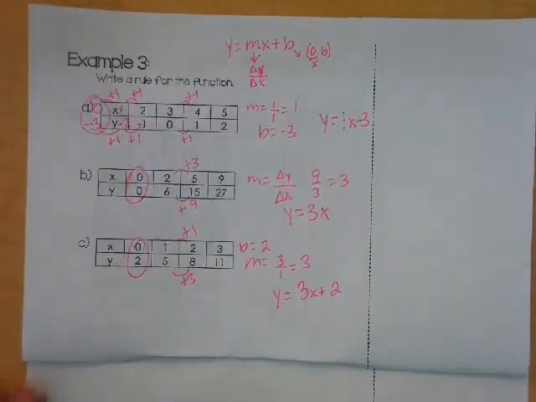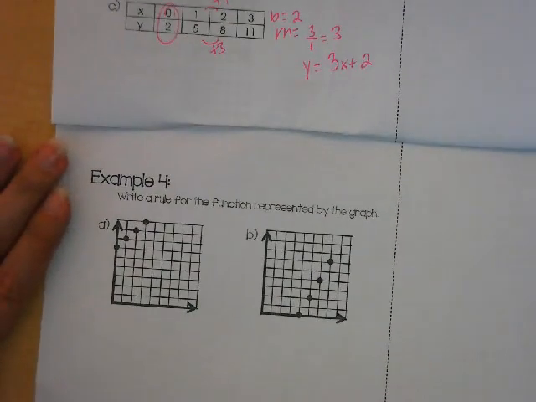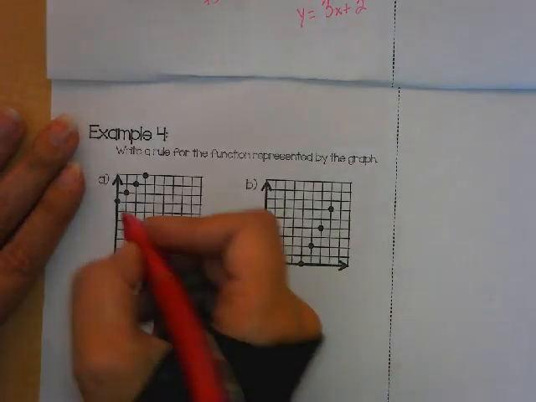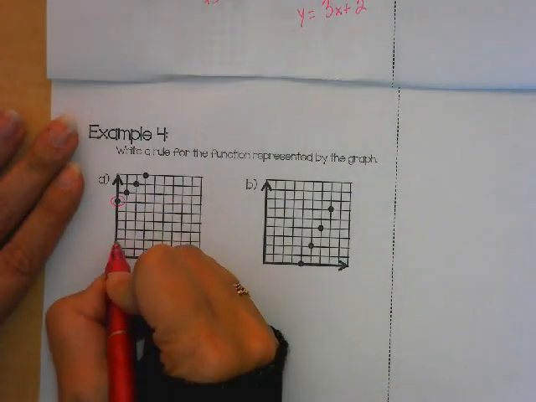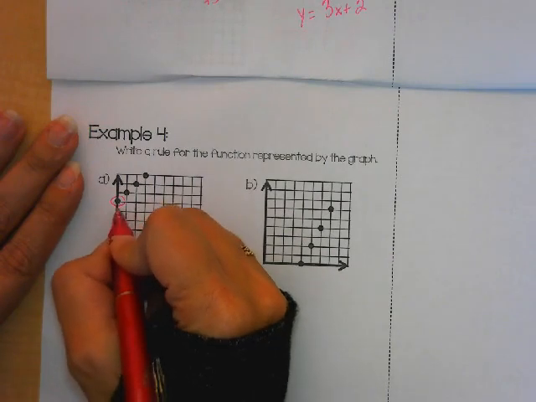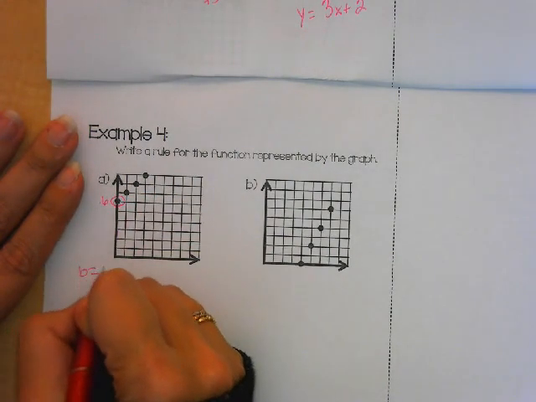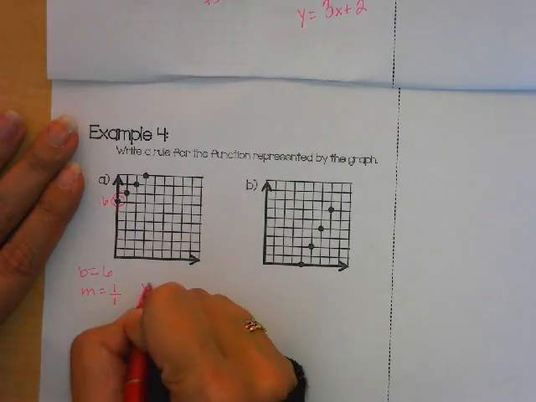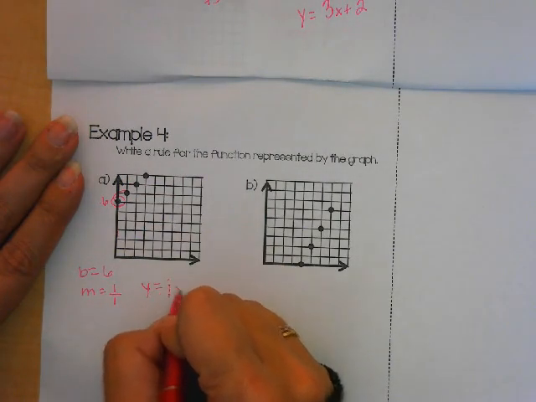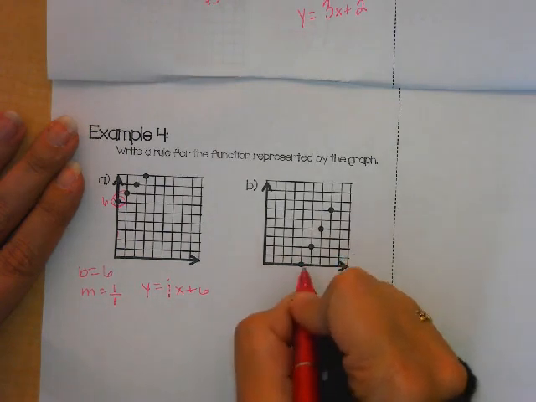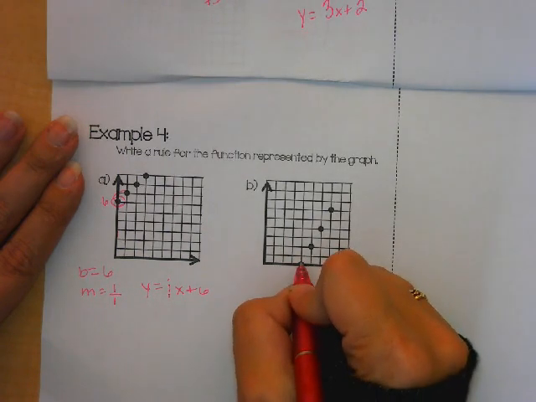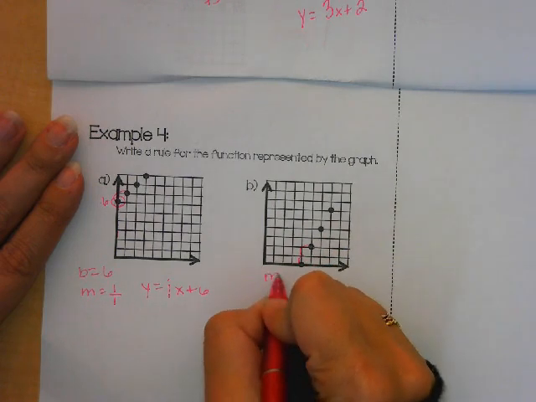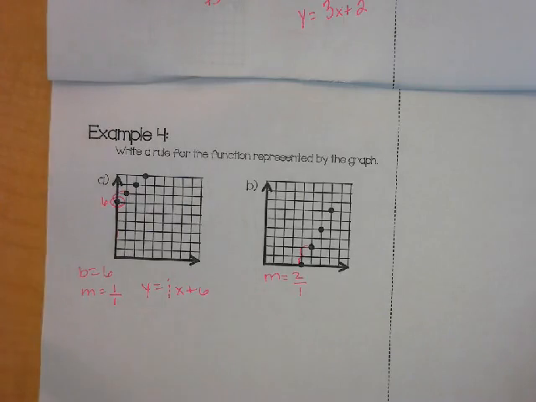We can also do this with a graph, okay? And when we do this, we're still doing y equals mx plus or minus b. So I have 1, 2, 3, 4, 5, 6. My b value is 6, and my slope is rise 1, run 1. So y equals, you can put the 1 if you want, x plus 6. Here, we don't have a b value, but we can count backwards. So my slope is rise 2, run 1.